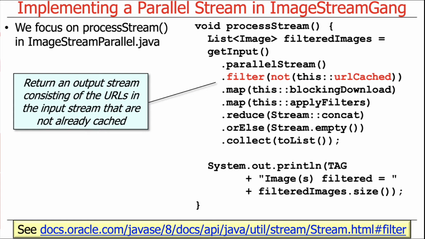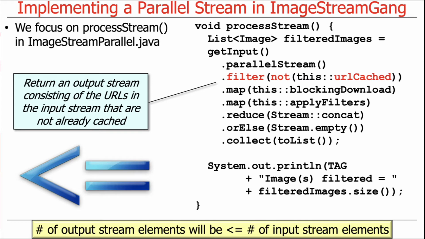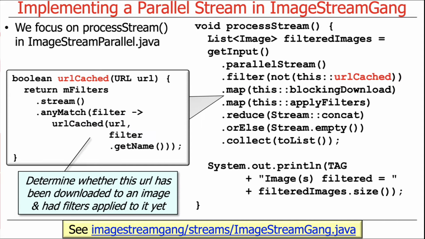We then go ahead and use the filter intermediate operation to get rid of images that are already downloaded and cached. And remember that filter has the property that it can return less than or equal to the number of elements in its input stream. So the output stream could have the same number if nothing had been cached, or if there had been some things cached, it would return less than the input. Or if they were all cached, it would return an empty stream, and everything else below would be ignored.